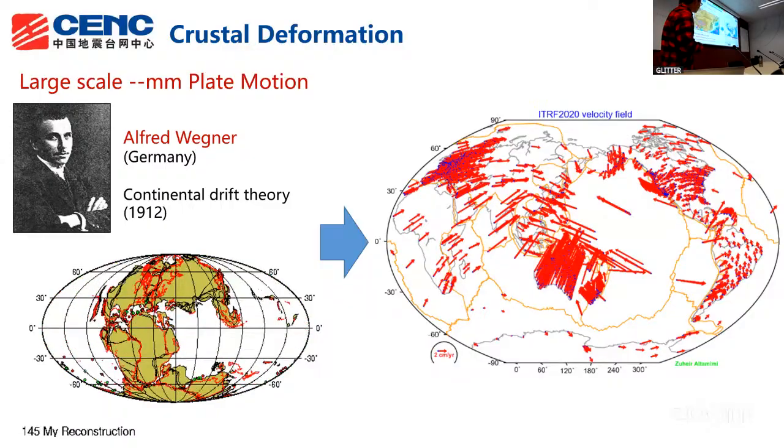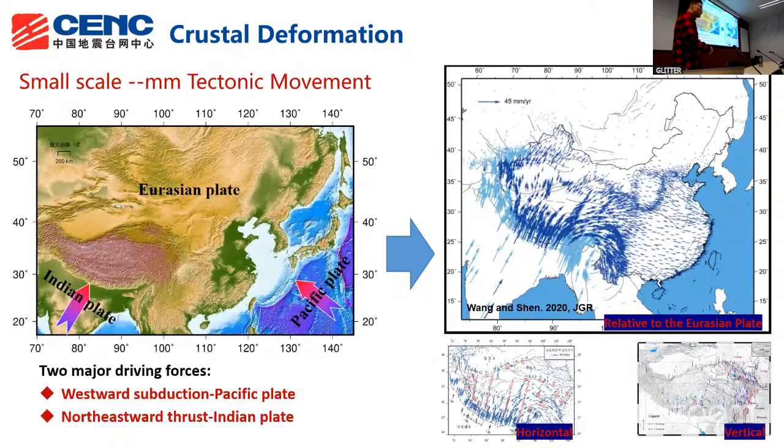But for the small scales, especially for a country or a region, we also use GIS to research the tectonic movement, because in order to get the detailed characteristics of the crustal deformation, especially the tectonic movement, we compute the GIS to get the velocity, and we use the Euler vectors to transform this velocity field into a stable reference frame.